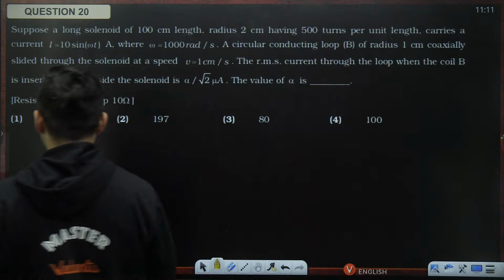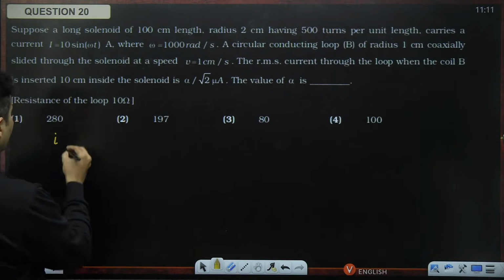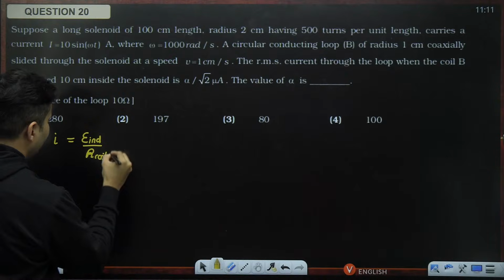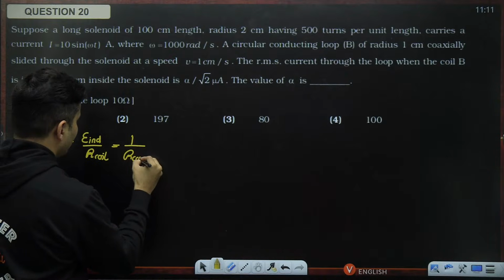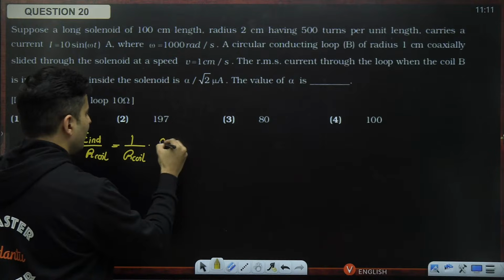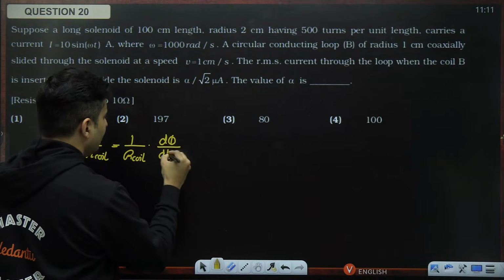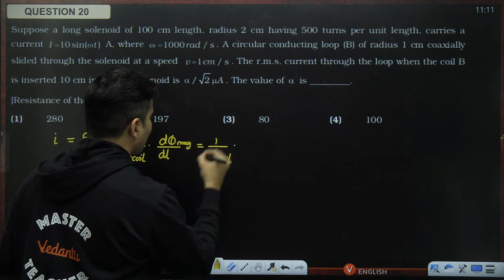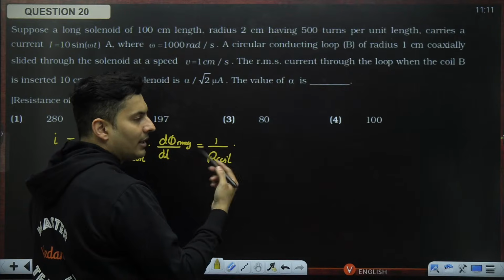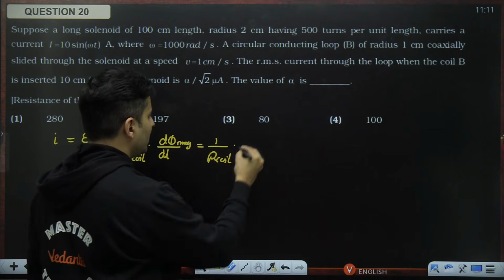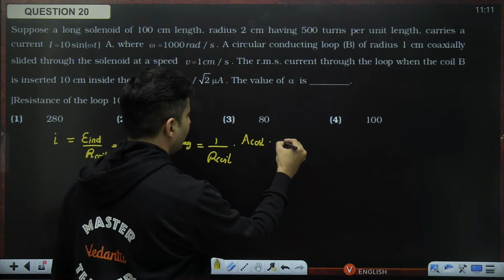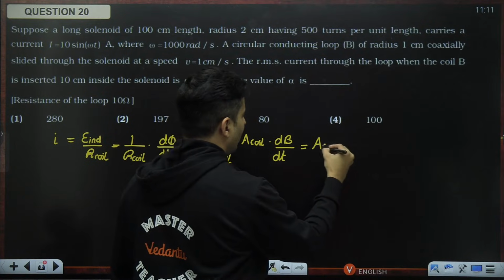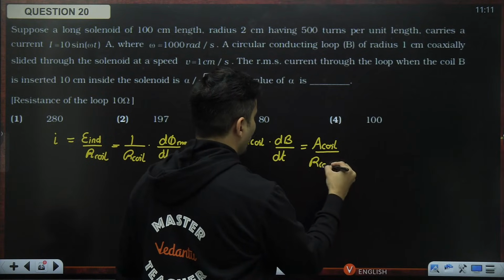And once the EMF is created, there will be current which will be created. It's that simple. So if I want to find the current, it will be the EMF induced divided by the resistance of that coil. But the resistance of the coil is given to me. I don't have to worry about it. This will be nothing but d phi by dt, magnetic flux, which is changing. So 1 by resistance of the coil. Magnetic flux is B into A. Area will not change. So it will be area of the coil which will be outside multiplied by dB by dt.